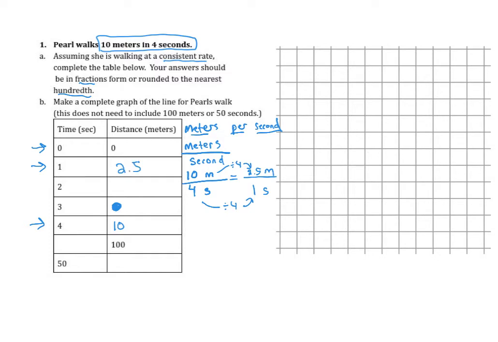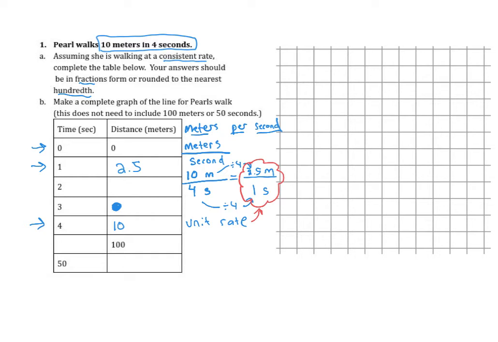Now that 2.5 meters in 1 second is called our unit rate. Our unit rate is when that denominator is 1. So let me go ahead and circle that in red, because we're going to use that to answer all of our other problems. That's our unit rate. Pearl is walking 2.5 meters per 1 second. All right, let's do all of this now.